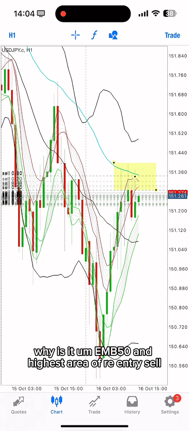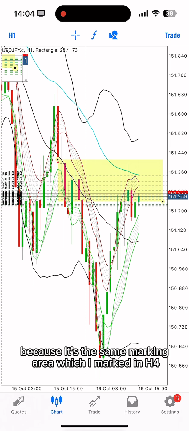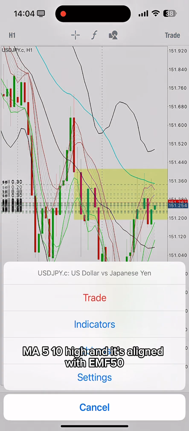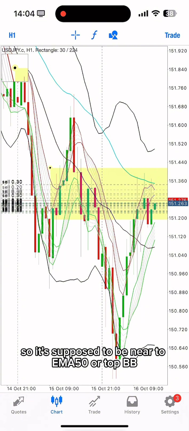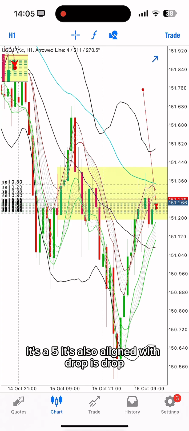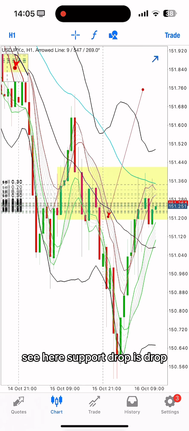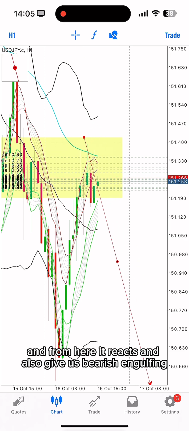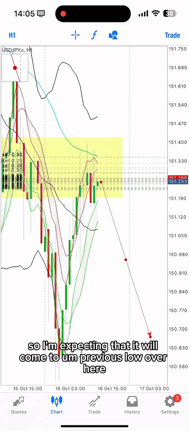Why I said EMA 50 and highest area re-entry sell, because it's the same marking area which I marked in H4 MA5 10 high, and it's aligned with EMA 50, so it's supposed to be near EMA 50 or top BB. And also the same area in Bistra, it's also aligned with drop is drop. See here, support, drop is drop, and from here it relaxed and also gave us a bearish engulfing, so I'm expecting that it will come to the previous low over here.